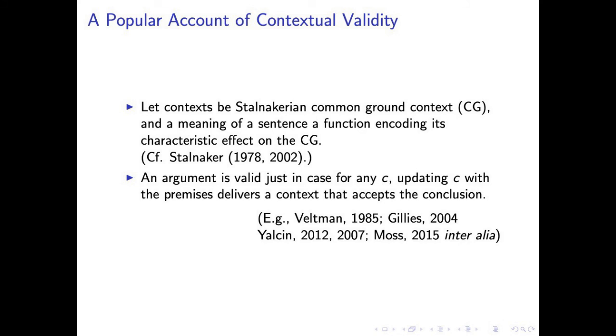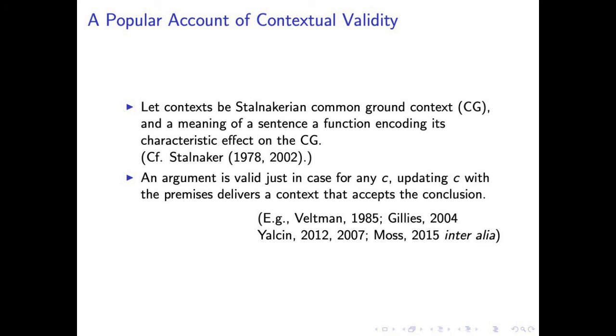But the idea is, if you think of a context as a body of information that evolves as the discourse progresses, a Stojnić, if you like, context set, then you might think of sentences as describing updates on that kind of context, right? And in particular, a sentence is going to be accepted in a context just in case the update with it doesn't further change it. And then you can characterize validity in the following way. You can say that an argument is valid just in case for any given context, updating the context with the premises will deliver a context that accepts the conclusion.